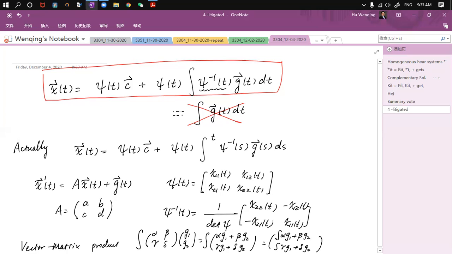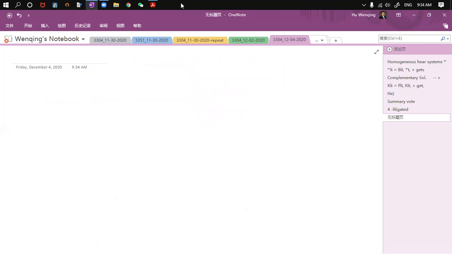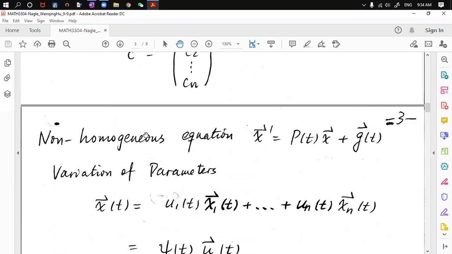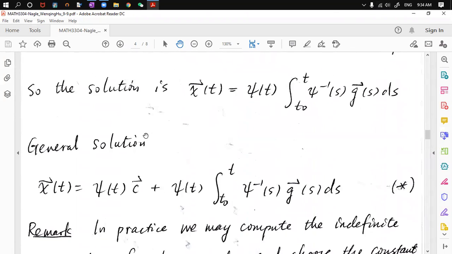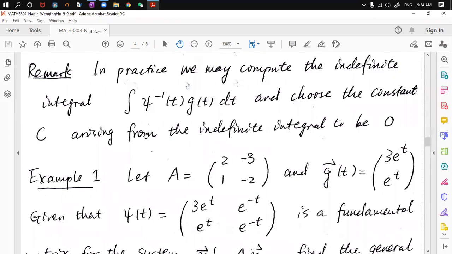Okay, so remember x(t) is the fundamental matrix times c, plus the fundamental matrix times the integral of the fundamental matrix inverse of t times g(t). Since there is an integral before the inverse term, you are not able to cancel the fundamental matrix with its inverse. Is that good for everybody? This is a very important formula, and we're going to see some exercises to practice it.